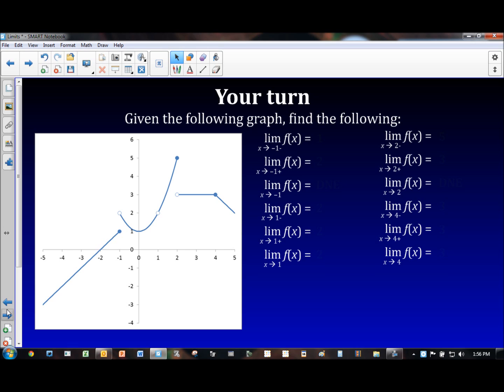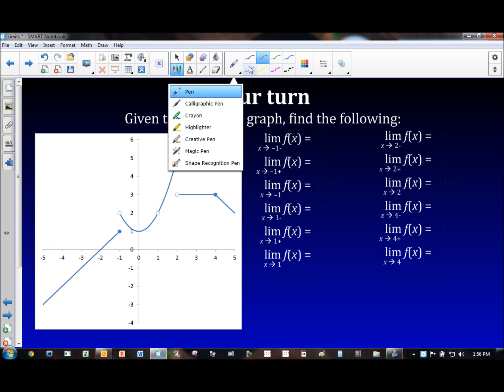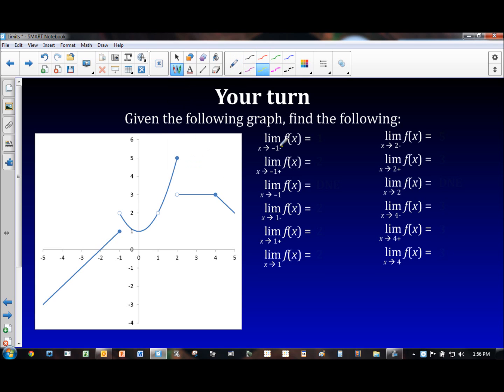So I'm giving you 12 questions based on this graph here. And I want you to see what you get. This little minus sign here means you are approaching from the left. And this little plus sign means that you are approaching from the right. And if there's no sign there at all, that means that the limit will exist only if the left-hand limit and the right-hand limit are approaching the same number. So keep that in mind when you're doing these questions. Pause the video and resume the video once you have all 12 questions answered.